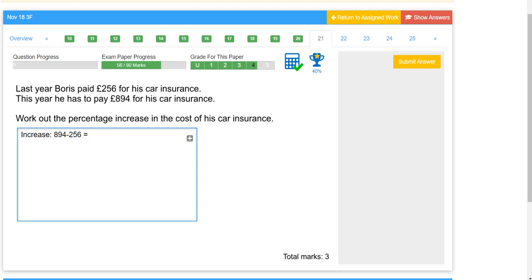And if I stick that again into my calculator, I get 894 take away 256. It's so important to get those numbers right in your calculator. And I get that to be £638. That's the increase. But I want to work that out as a proportion of the total. So I would say the proportional increase, or the percentage increase, is going to be that 636 divided by what it started with. So it started with 256. So work that out.